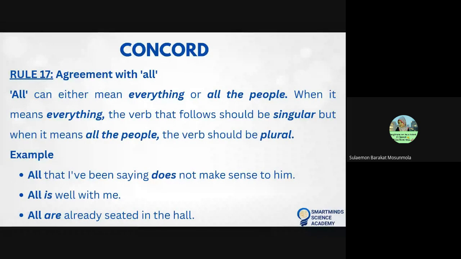Another example here I have, all is well with me. In this case, you will not translate all as all the people is well with me. No, it is translated as everything. So when all is used to mean everything, you should use a singular verb with it.